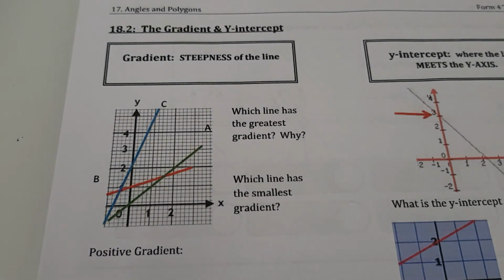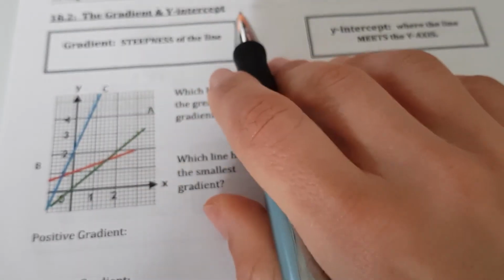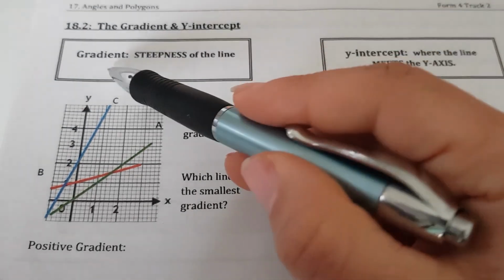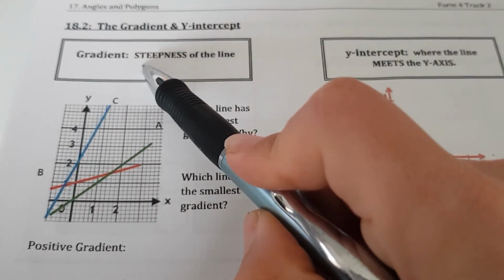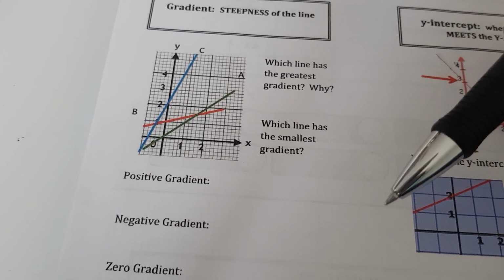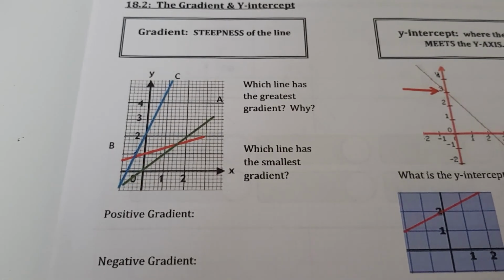Good morning, everyone. So today we will be talking about the gradient and the y-intercept of straight line graphs, okay? So something you should know is that the gradient shows the steepness of the line. What does that mean? If we have a look at these three lines over here, imagine they are roads or hills, okay?